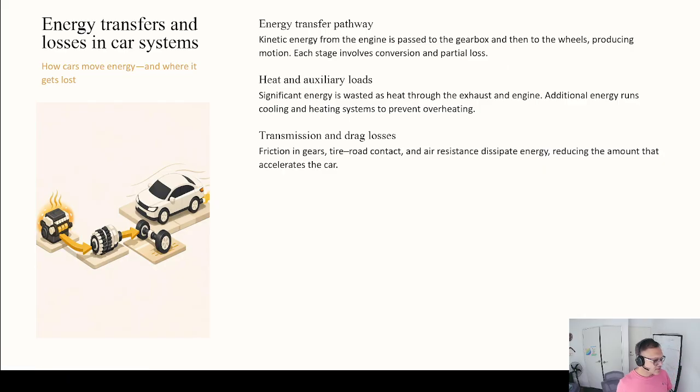We already discussed this. Significant energy is wasted as heat through the exhaust and engine. Additional energy runs cooling and heating systems. We discussed all this in the previous sketches. And friction in gears, tire load. Those were the transmission losses, which I probably didn't explain nicely, but I made some transmission losses in the diagram, if you remember, or if you go back in the video. This is because of the air resistance when the car is moving, friction in the gears, tire-road contact causing friction. Friction you learned in year 7 mostly. So those were the losses.